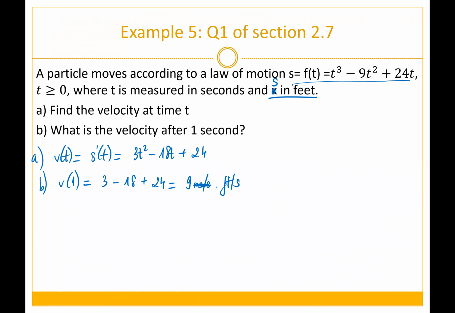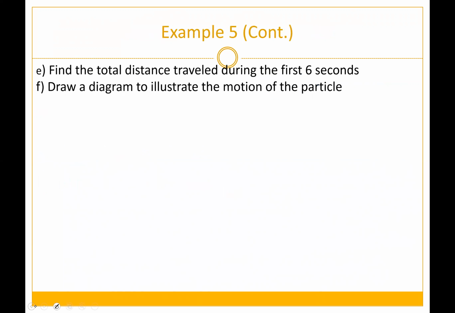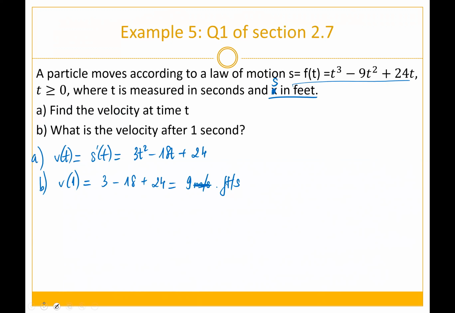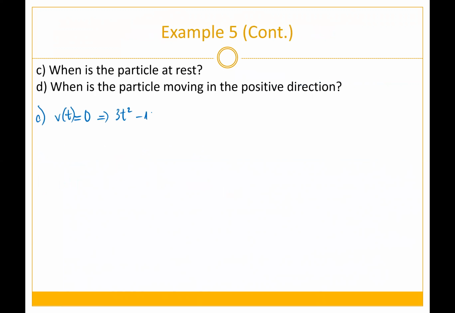Now, that's very simple. Next one is asking us to find when the particle is at rest. When velocity is equal to 0, the object is not moving. Therefore, you have to solve for v(t) equals 0, or 3t squared minus 18t plus 24 equal to 0.